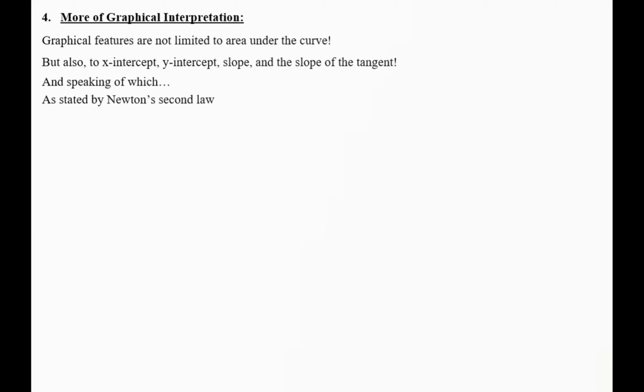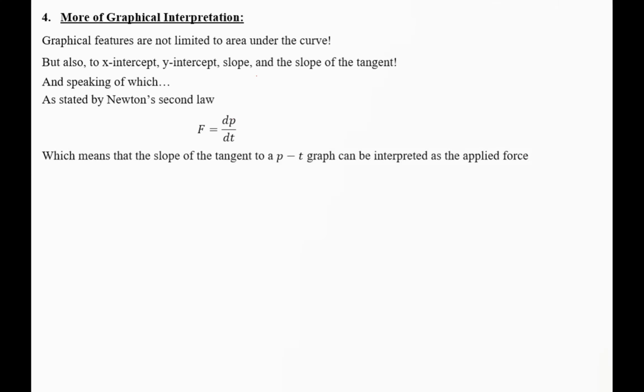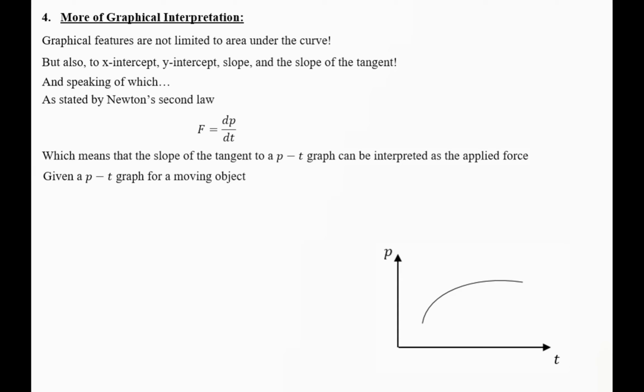And speaking of which, as stated by Newton's second law, F is dp by dt, which means that F is the derivative of p with respect to time, which means that the slope of the tangent to a p-t graph can be interpreted as the applied force, given a p-t graph for a moving object.